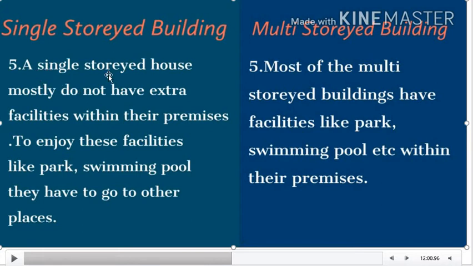The fifth point is, a single storied house mostly does not have extra facilities within its premises.